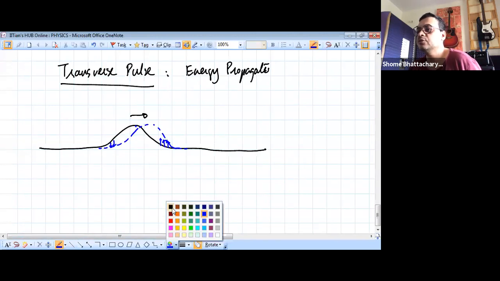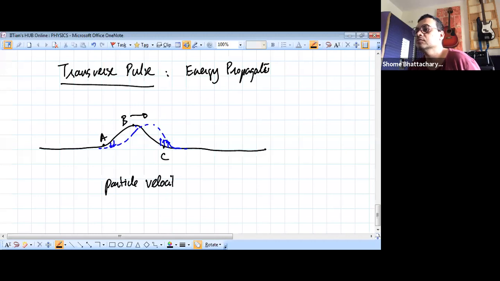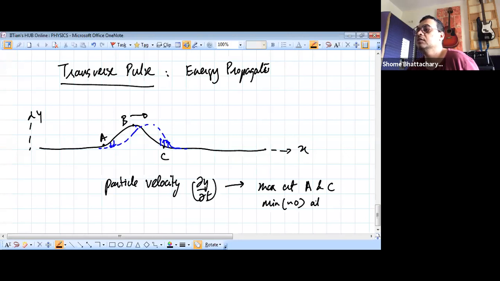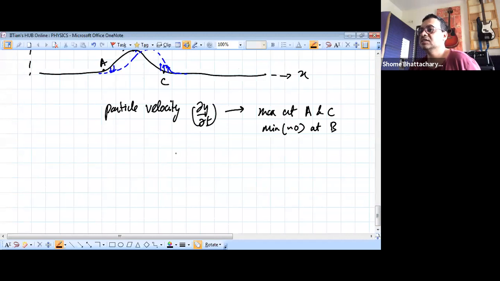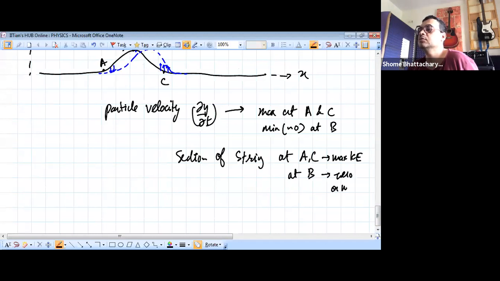If I label these set of points, this point in the string is A, this point is B, and this point is C. So you can see the particle velocity, that is del y by del t, where this is my y-axis and this is my x-axis. This particle velocity is maximum at A and C, and tending to zero at B, because it's at the extreme position. Because y has reached the maximum, so del y by del t should be zero. Therefore, the section of the string at A and C has maximum kinetic energy, and at B has zero or minimum kinetic energy.